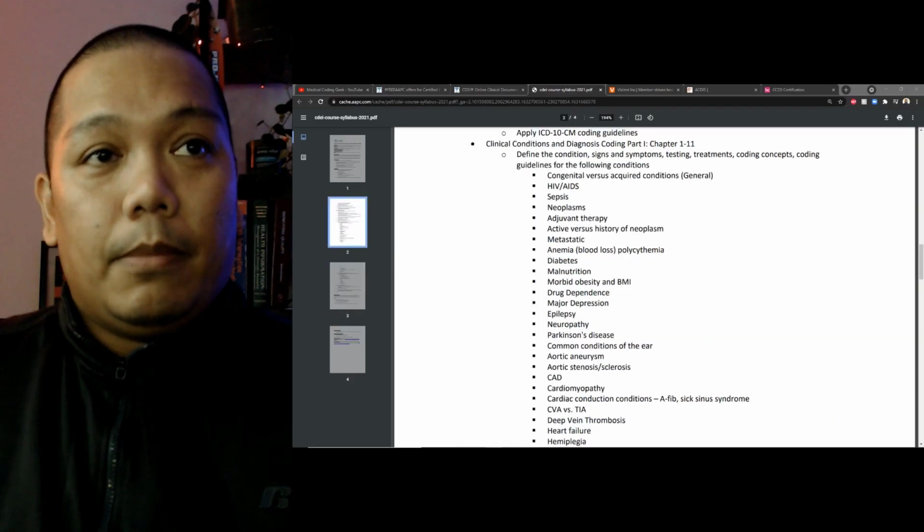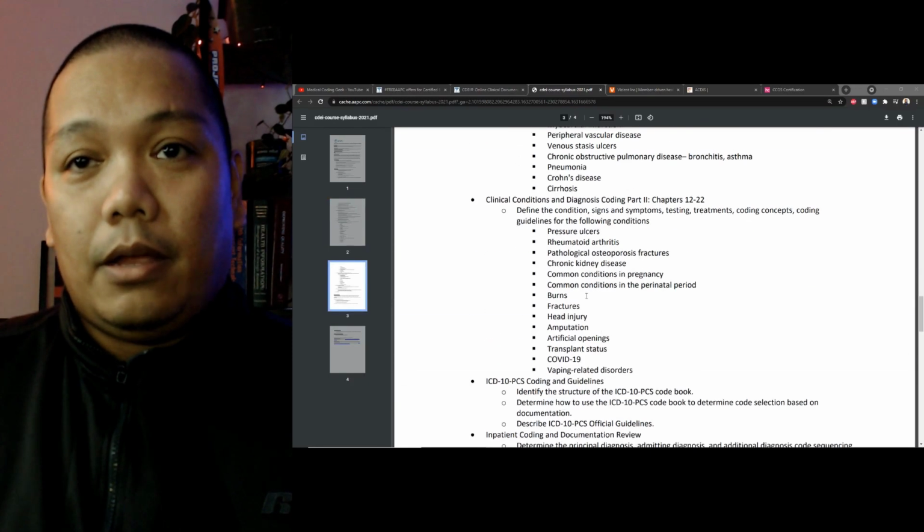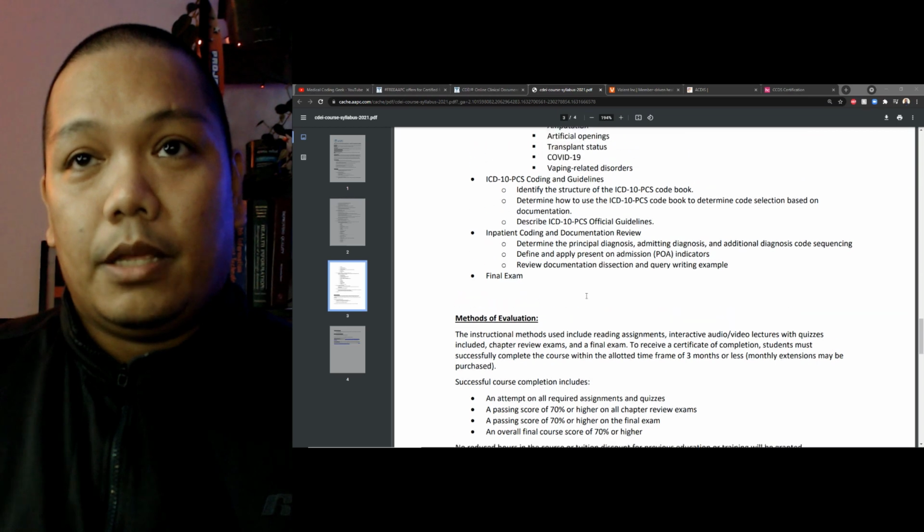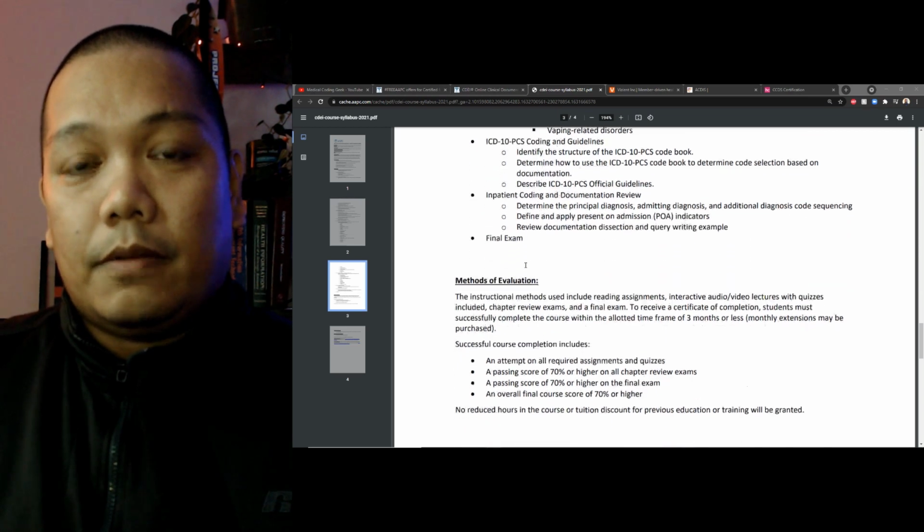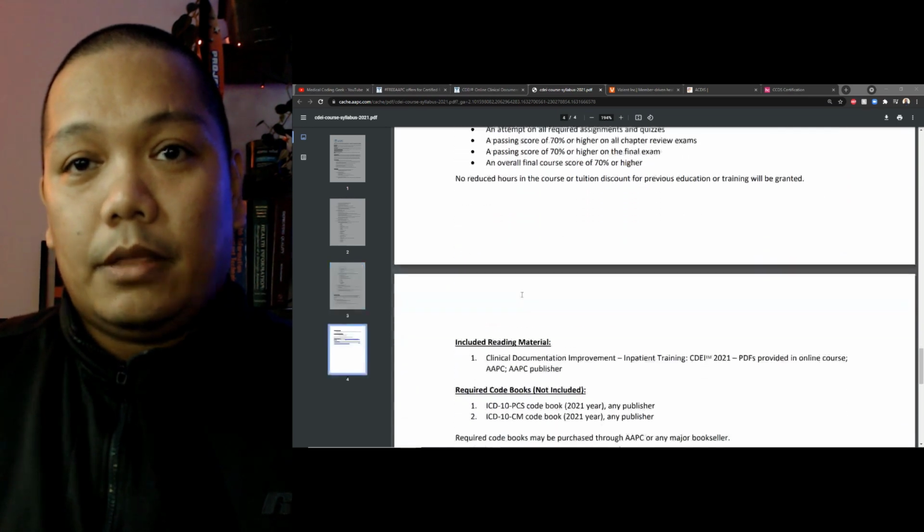So here's the method of evaluation, your books, computer requirements, enrollment fees. So that covers it, right? This is a very extensive syllabus. To tell you the truth, I feel that I didn't even show you this. I didn't switch the screen, but yes, this is the rest of the syllabus right there.